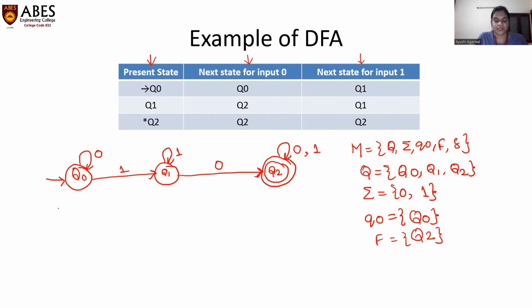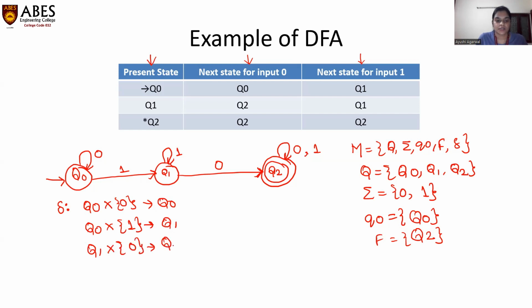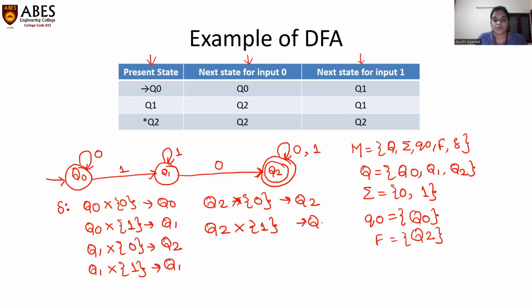Now let's write our delta functions. From Q0, reading 0 it goes to the state Q0. From Q0, reading input 1 it goes to the state Q1. From Q1, reading symbol 0 it goes to the state Q2. From Q1, reading input symbol 1 it goes to the state Q1. From Q2, reading input symbol 0 it goes back to the state Q2. Q2 reading the symbol 1 also goes back to the state Q2.